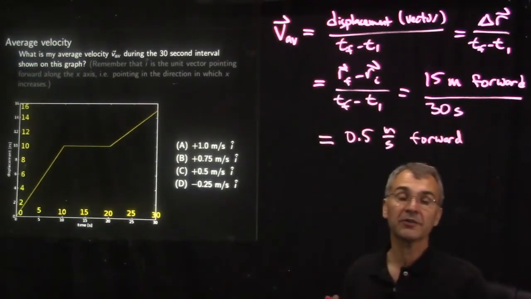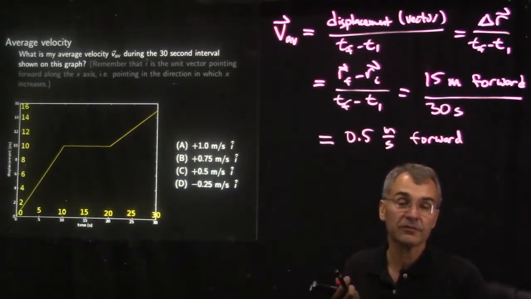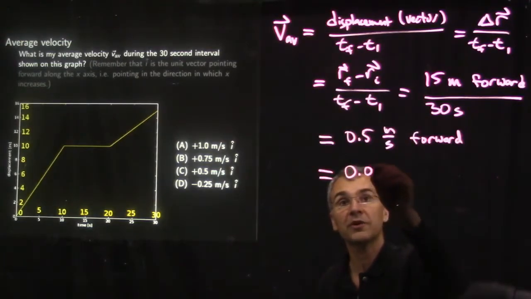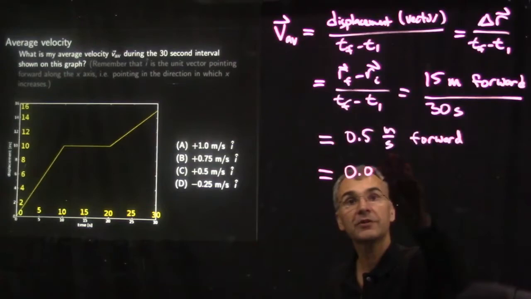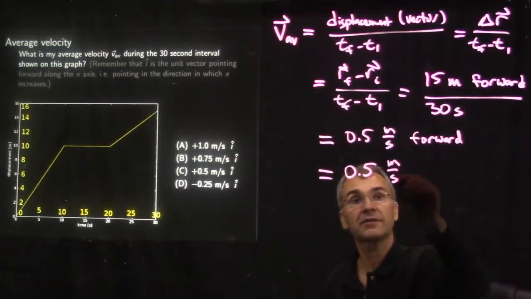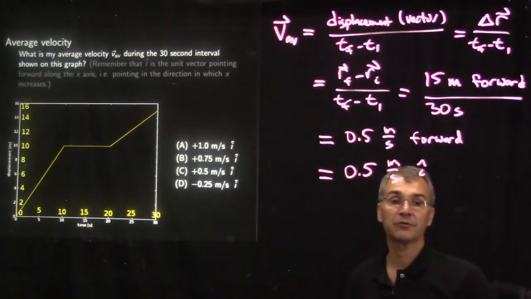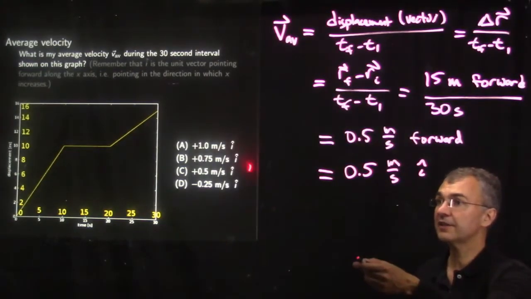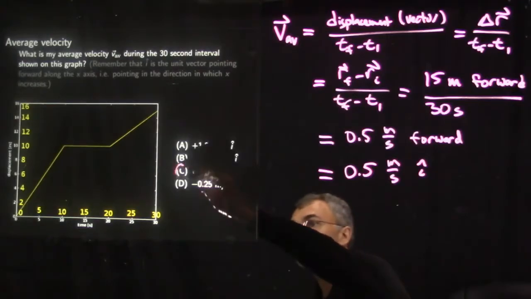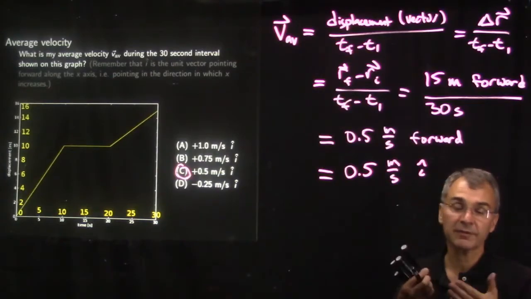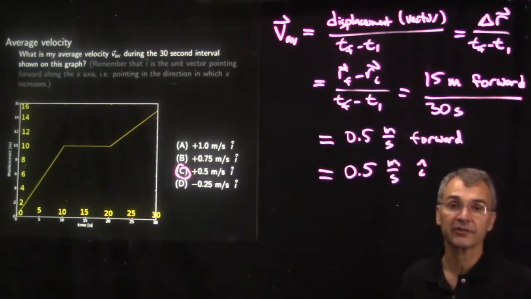Forward is along the positive x-axis. So the I hat is the unit vector along the positive x-axis. So we could say 0.5 meters per second I hat. That would be fine. We can do that. I don't usually like to use I hat, but there it is. So I think I like this one, plus 0.5 meters per second I hat. The I hat means in the direction of the positive x-axis, in the direction in which the x variable increases, in the forward direction.